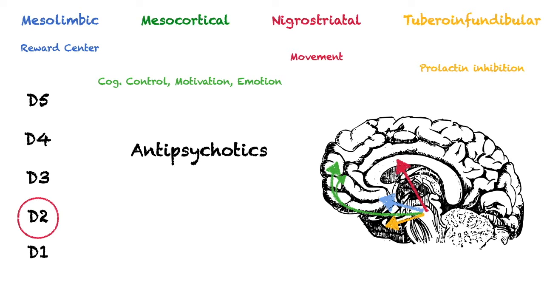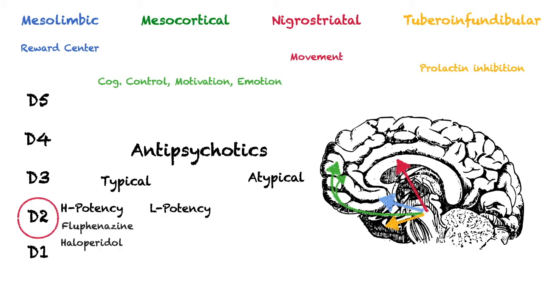Antipsychotic medications can now be broken into 2 categories: typical and atypical, typical being that of a first generation and atypical being that of second generation. Amongst the typical antipsychotic medications, there is a further categorization based on potency. So you have high potency and you have low potency. High potency examples are fluphenazine and haloperidol. There are a lot more, but we're just going to stick with those 2 for now. And they're very important because they have a strong affinity towards the dopamine receptor 2.